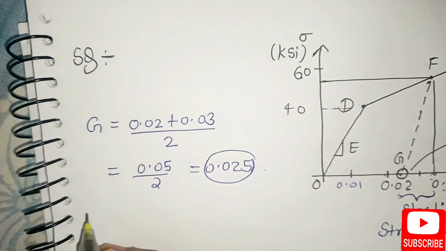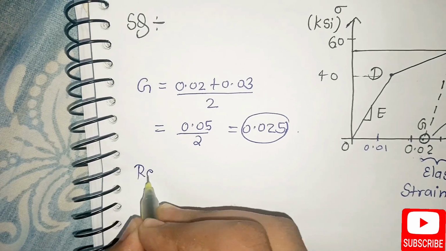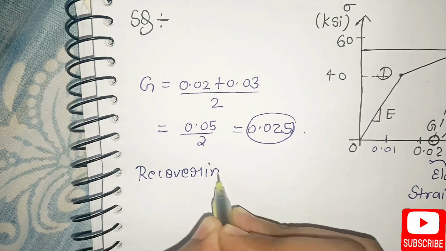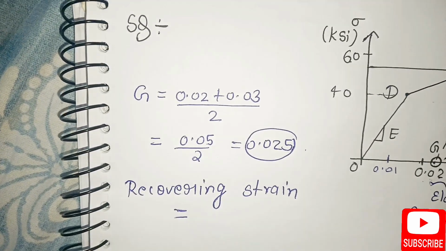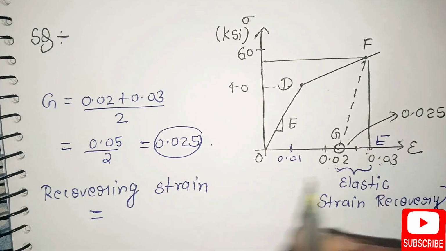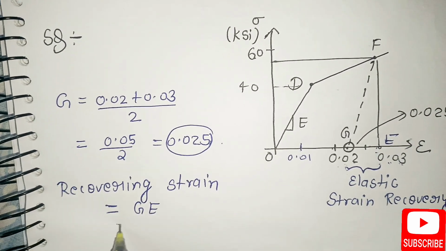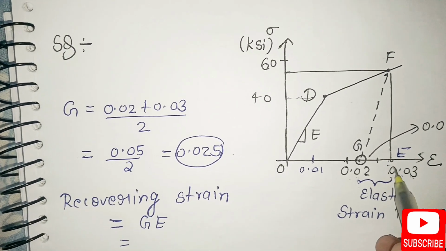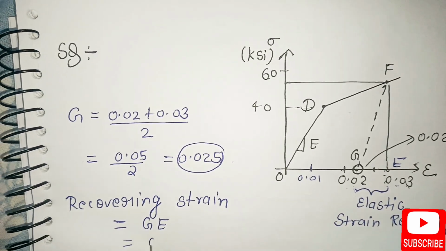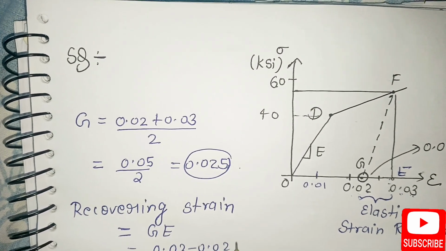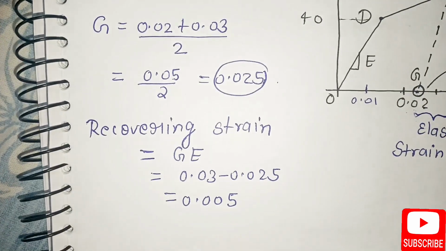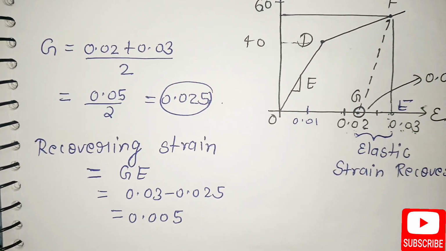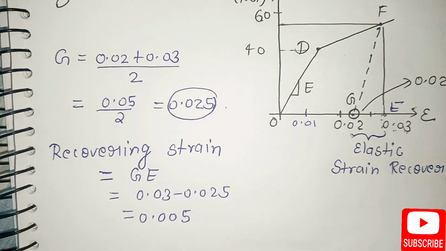So recovering strain is equal to this region. Let's call this particular point E. So GE is called the recovering strain, that is the elastic strain. That is equal to 0.03 minus this point, so 0.03 minus 0.025. This value comes out to be 0.005. So 0.005 is the amount of strain that has been recovered after the hammer is called back by Captain America.